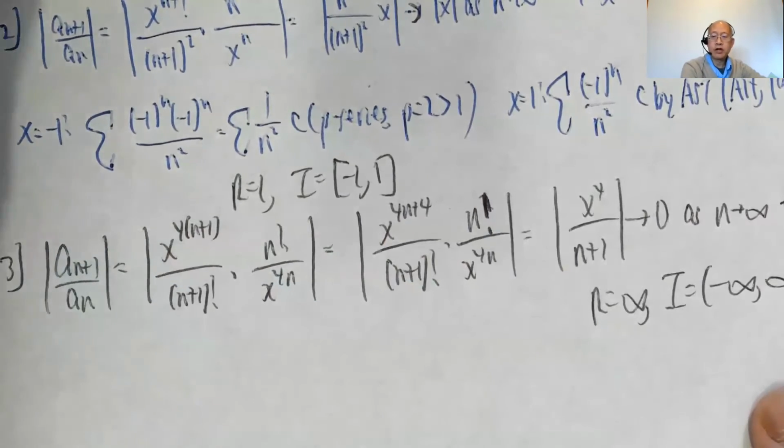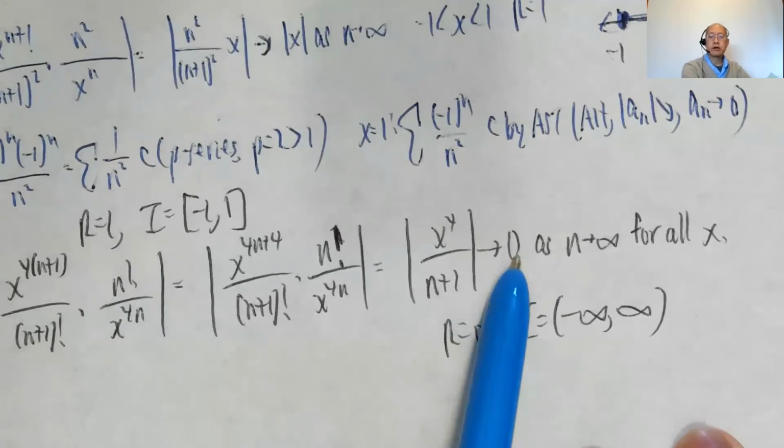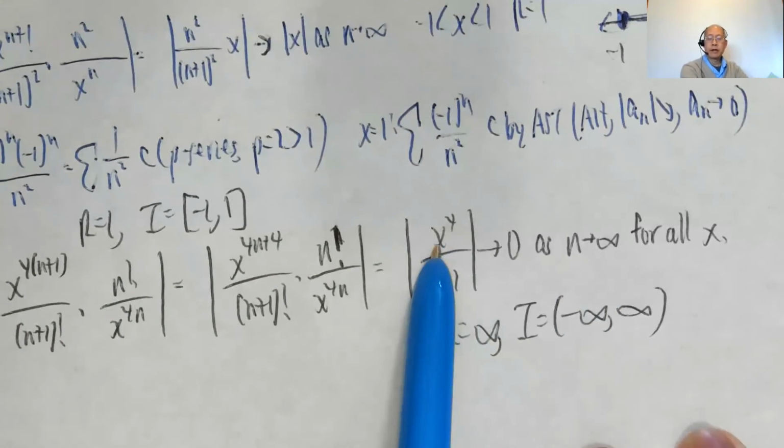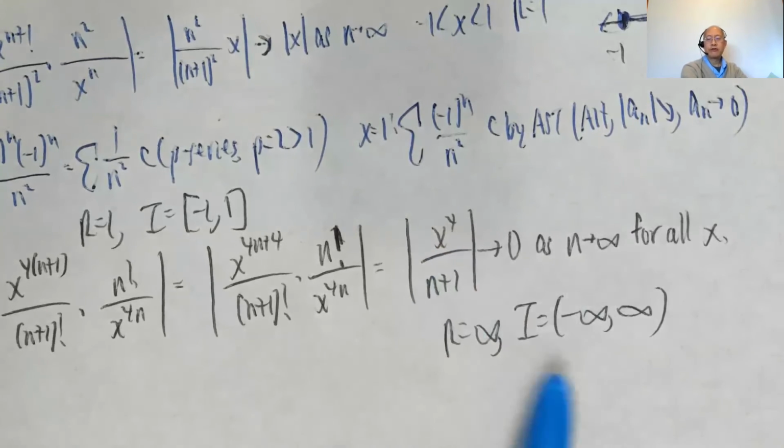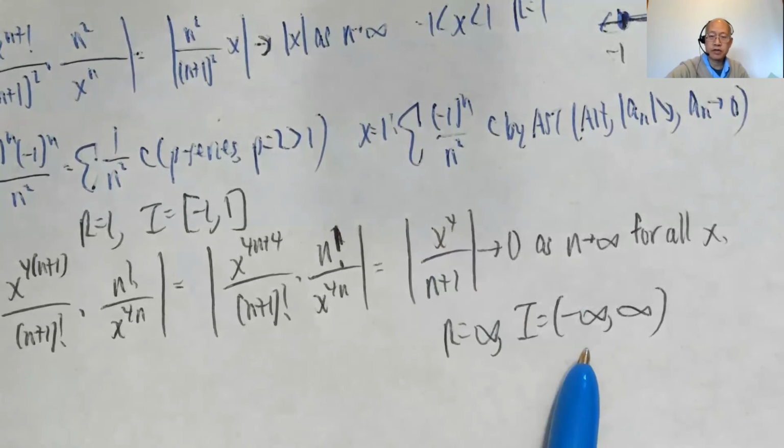And as n approaches infinity, that approaches 0, regardless of what x is. No matter what x is, it's fixed. N plus 1 will shoot past it. So the radius of convergence is infinity. Interval of convergence is -infinity to infinity, which is another way of saying all real numbers.